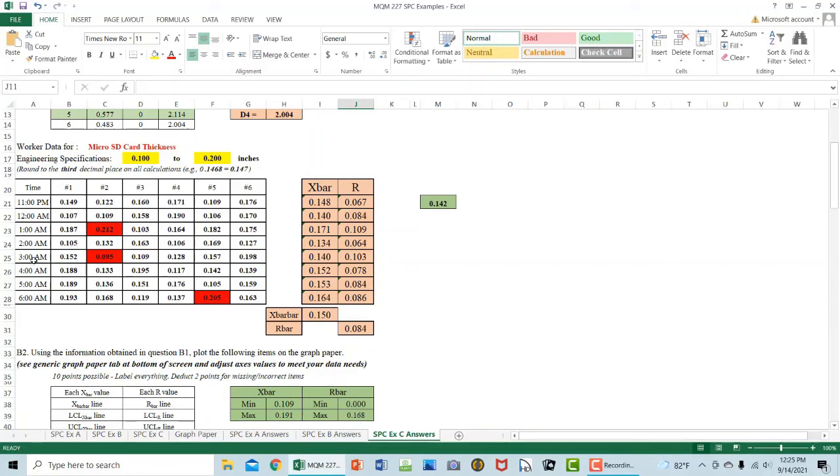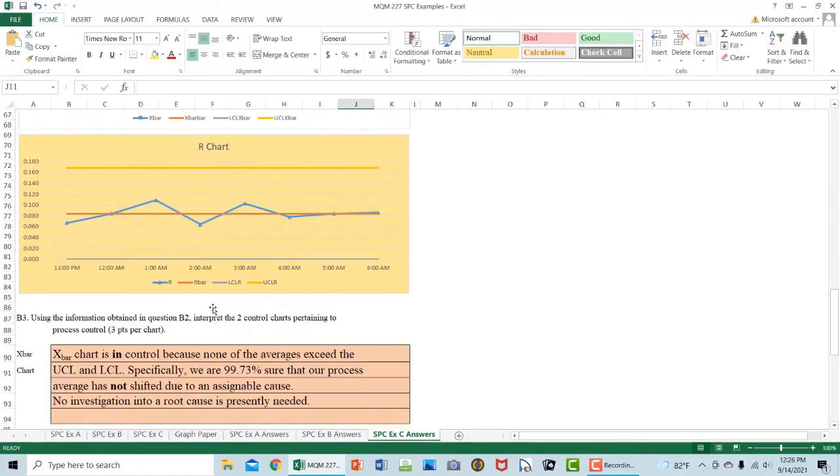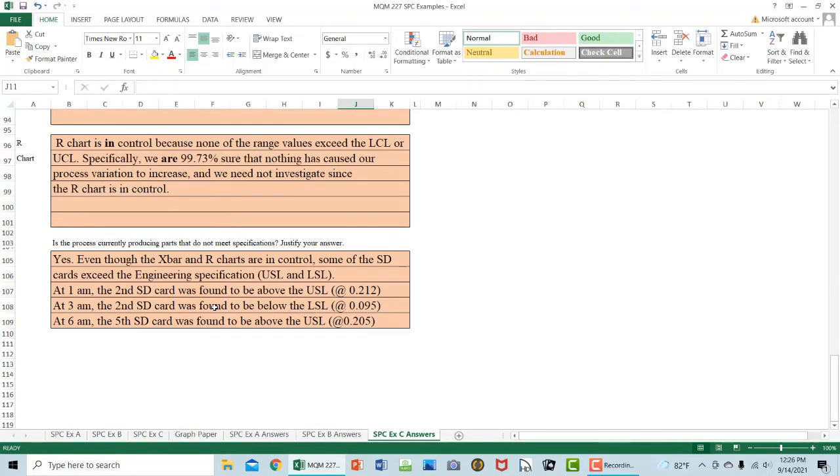I will go on to say at 3 a.m. there was a problem with it being too low at the second measurement. And of course I will also say at 6 a.m. the fifth measurement will exceed it. And if we look at this, it says at 1 a.m. the second SD card was found to be above the upper specification limit. That's the value it was. At 3 a.m. the second SD card measured was found to be below the lower specification limit. There it was. At 6 a.m. the fifth SD card was found to be above. And very, very similar to what we've done in the past.